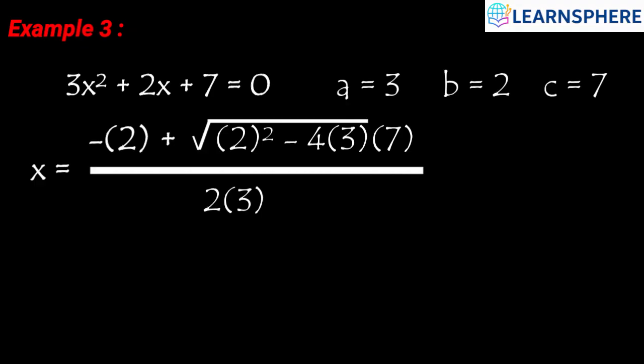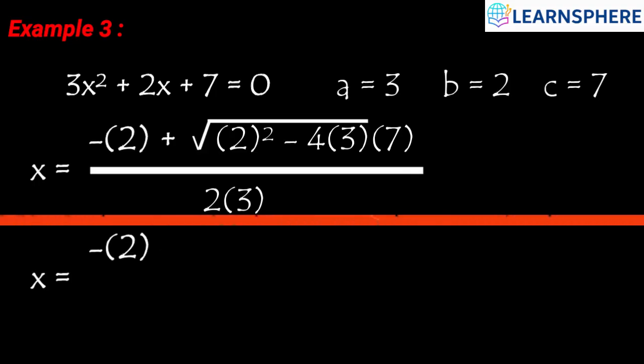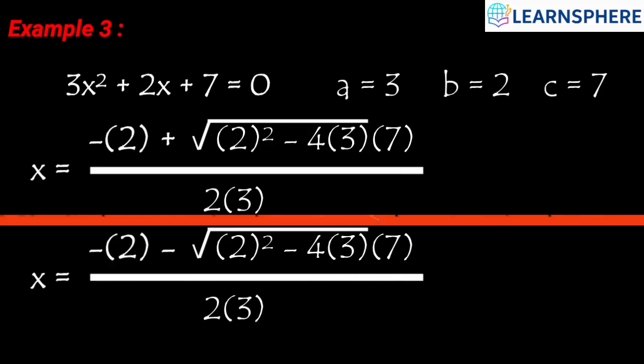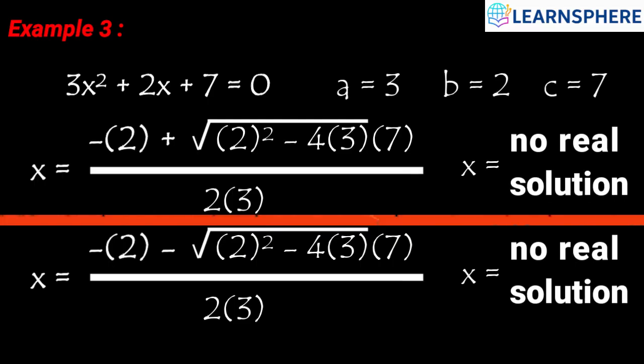And for our second equation, by using the negative sign, we'll have x equals minus (2) minus the square root of 2 squared minus 4(3)(7), over 2(3). Next, when we put it into our calculator, we'll get the two values of x. But in this case, when you try to put it into the calculator, it will give us no solution.